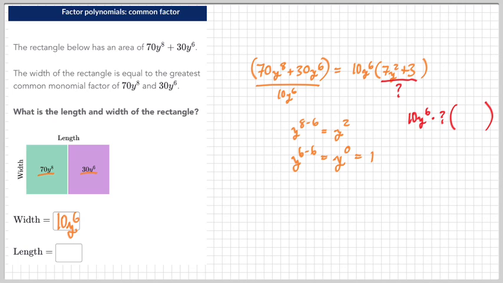Okay, so let's write out our answer. We have 10y to the 6th, and then we have 7y squared plus 3. Or you can write 3 plus 7y squared, except that's not quite standard form. Usually you would write the y squared first.